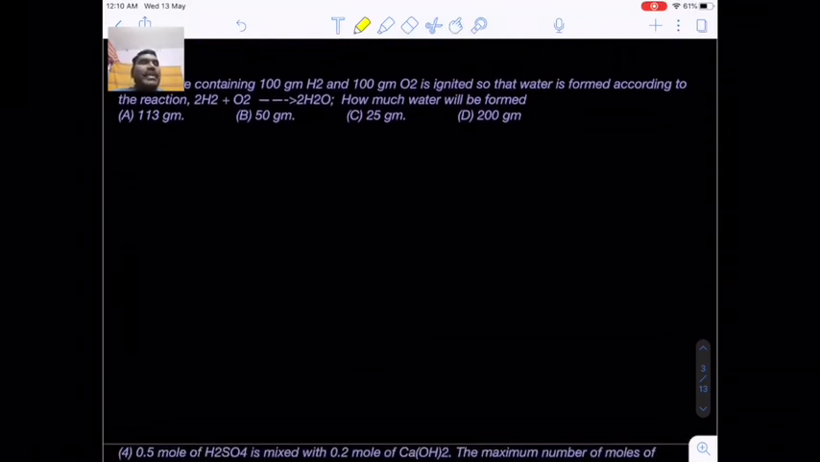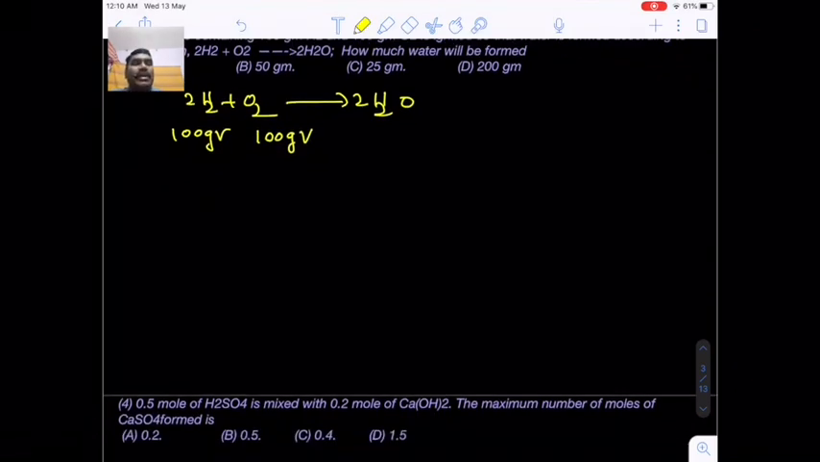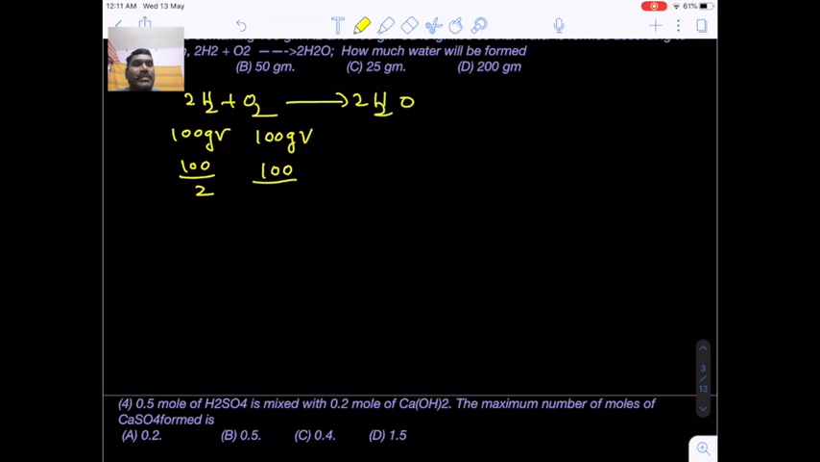Hydrogen combining with oxygen to give water. How much water will be formed? Now here, 2H2 plus O2 gives 2H2O. How many grams of hydrogen are given here? 100 grams. Oxygen is also given, how many grams? 100 grams. Now divide the mass by molar mass. Mass upon molar mass. Are you getting my point?